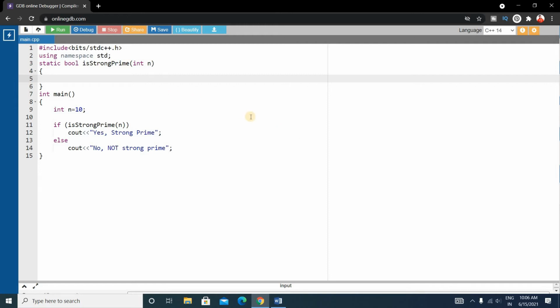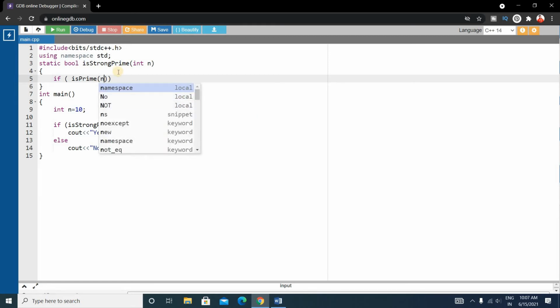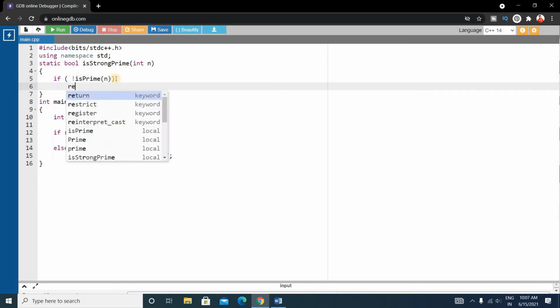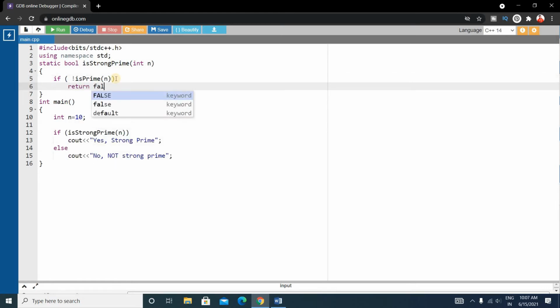So inside this strong prime function we'll check isPrime. isPrime is a function to check if the number is prime or not. Okay, so if this is not a prime, then we'll return false. So if the number is not a prime, then it cannot be a strong prime.